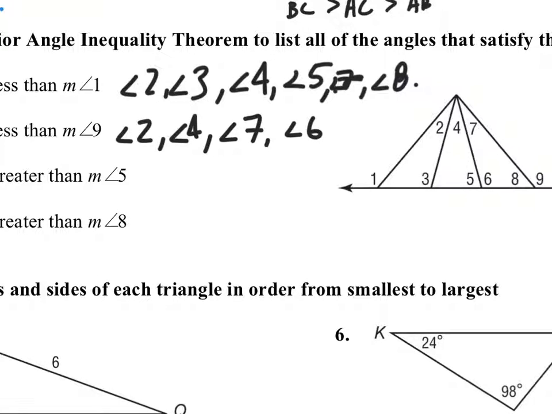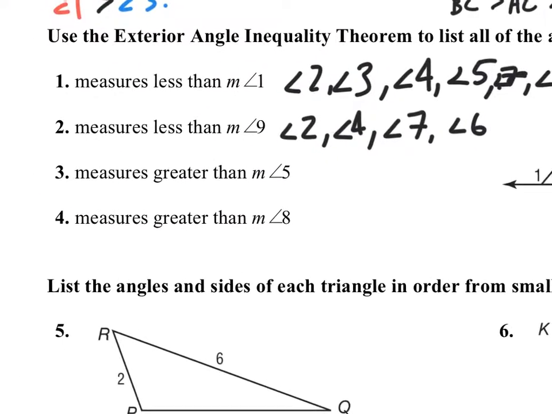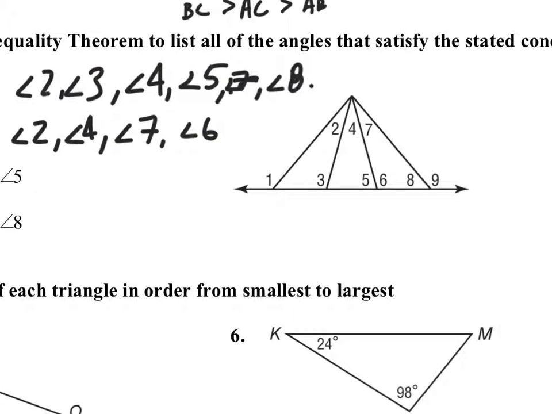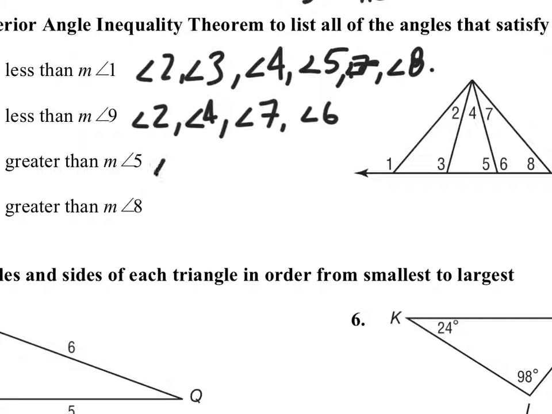Okay, the next one is which measures are greater than angle 5. Okay, so angle 5 is located right here. Okay, which ones are going to be greater than angle 5? So angle 5 is an interior angle. Angle 3 is an exterior angle, given that, and so is angle 1 is an exterior angle. So what I can say here is that angle 1 is greater, and so is angle 3.